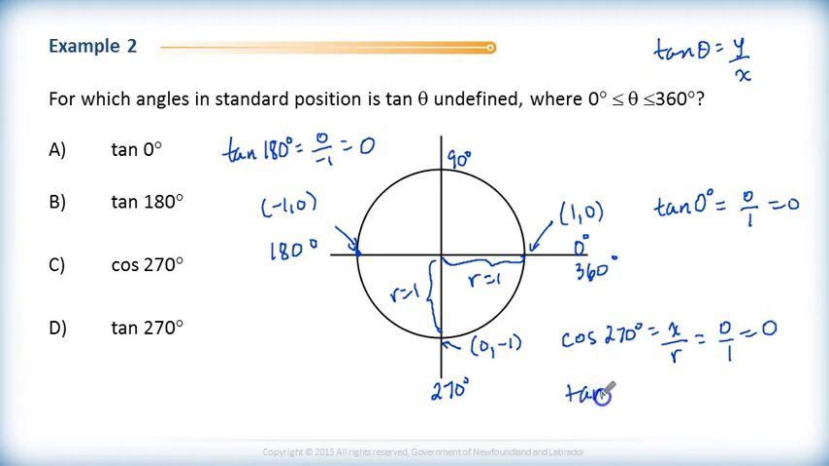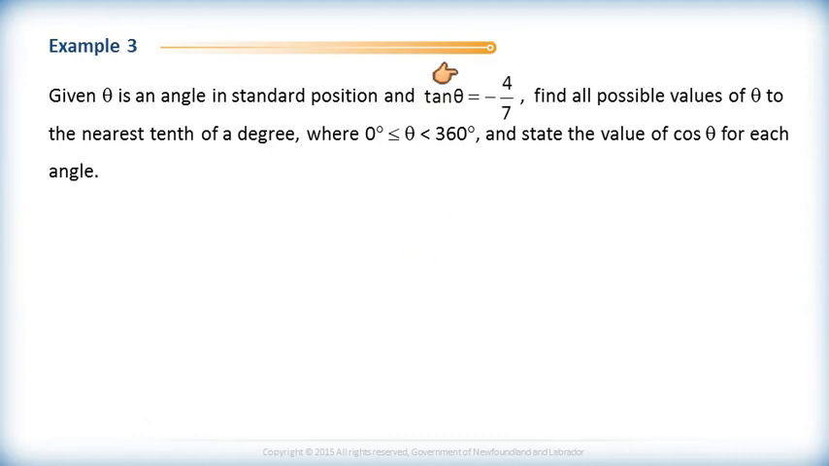Tan of 270, y over x, negative 1 over 0. That's undefined because you cannot have division by 0. So D is the correct answer here. In this last example, we're told that the tan of theta is equal to negative 4/7. Theta is in standard position. We have to find all possible values of theta to the nearest tenth of a degree. And we have to state the values of cosine theta for each angle we find. Always working between 0 and 360.